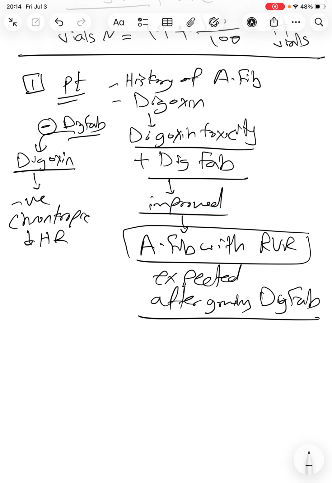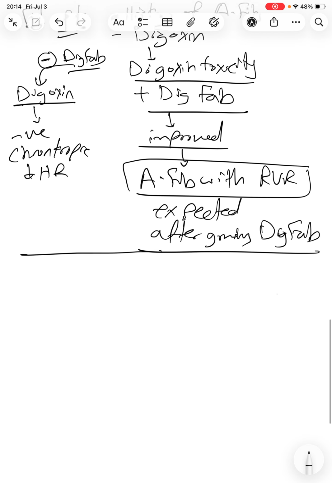In this case you treat it as Afib with RVR. You stop giving more Dig Fab and observe after stopping. If it affects the hemodynamics and it's persistent, you can treat it. This is the first scenario.